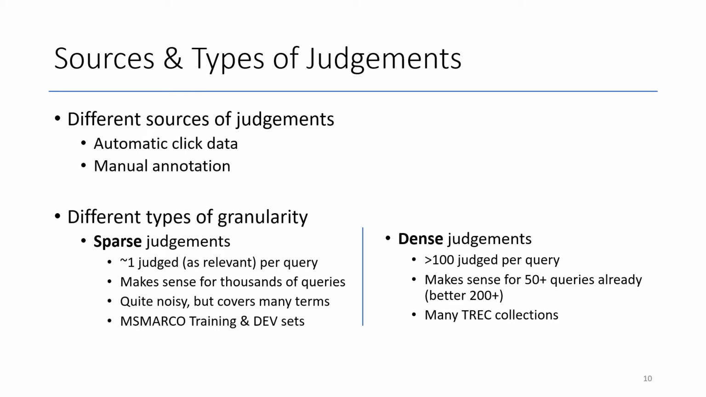On the other hand, dense judgments, usually created in the TREC evaluation campaigns, have hundreds of judged documents per query, and here you already have a good test collection if you have 50 or more queries. So you don't need thousands of queries, but of course the cost of creating a judgment becomes much higher than for the sparse judgments.